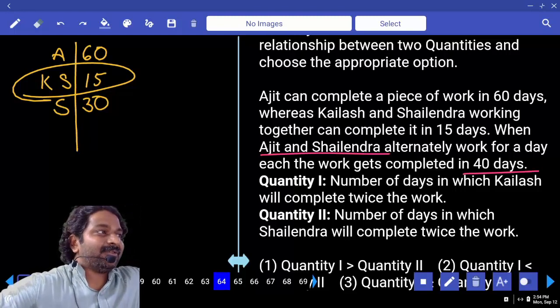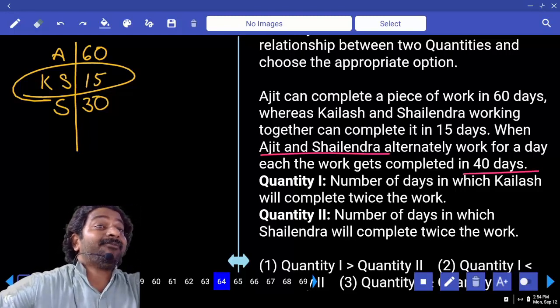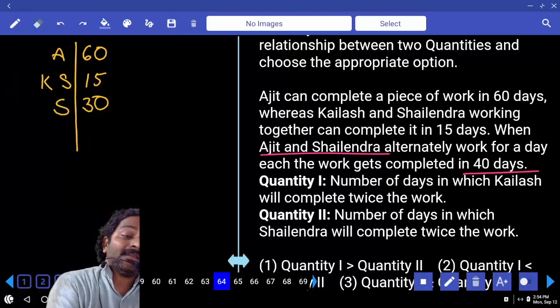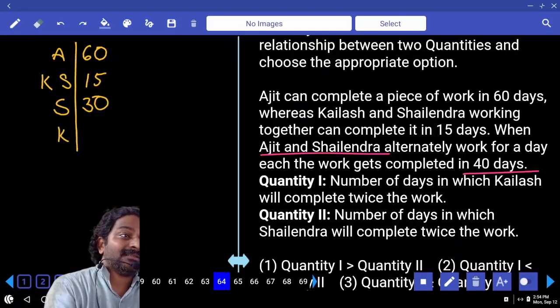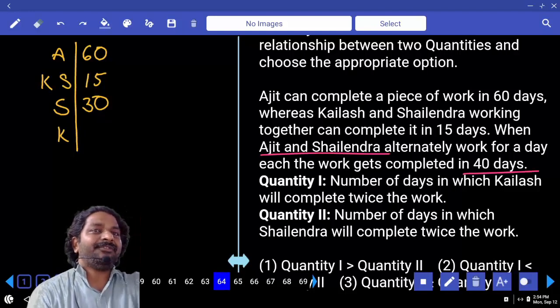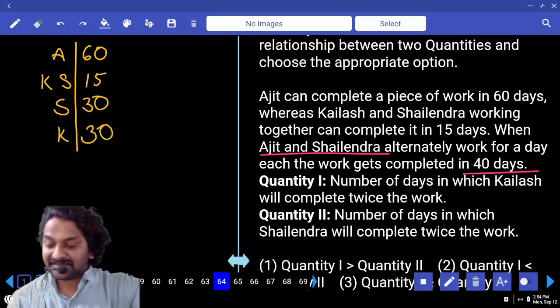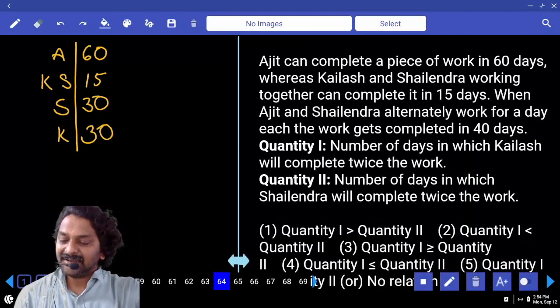Kailash worked for how many days? 15. In 15 days, what fractional part of the work is done? Half. Then to complete the total work? Half work in 15 days, full work in how many? 30 days. Now the question comes here.